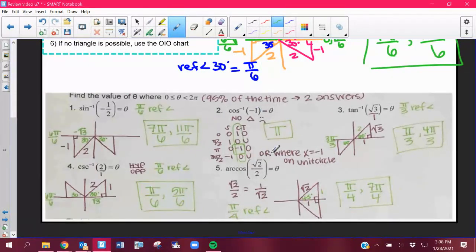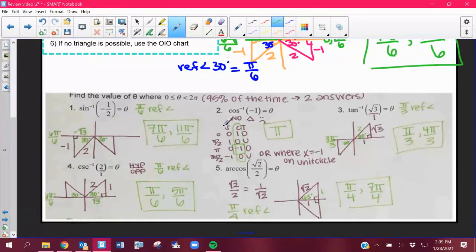And then again, it does walk you through if you can't draw a triangle. If, for instance, you had a -1 over 1, that's not a real triangle, then you would need to go and use your OIO chart. Because this one is a cosine, I go inverse on the inside. So I go to the cosine column, go to the inverse, that's pi. Okay. Again, be careful. You can draw triangles for some 1s.